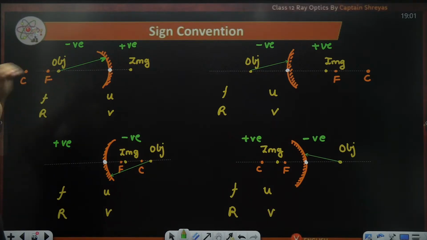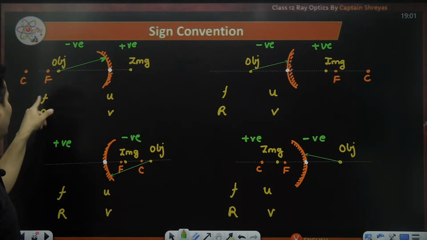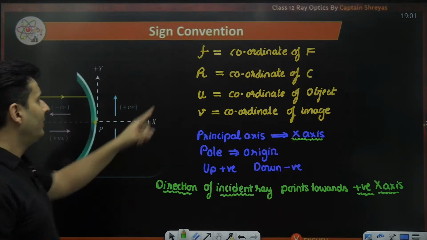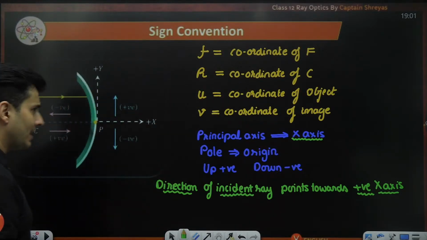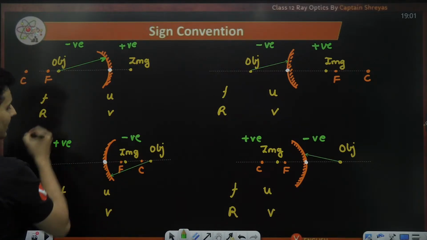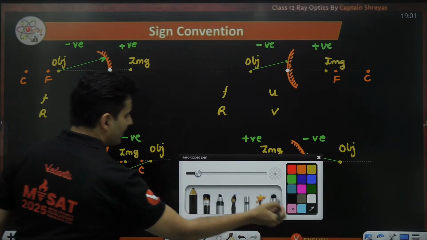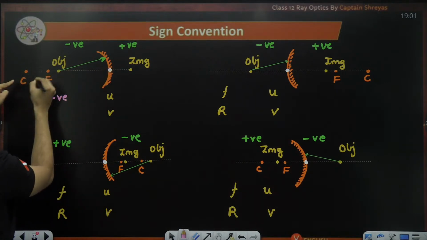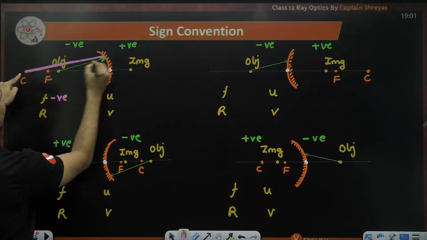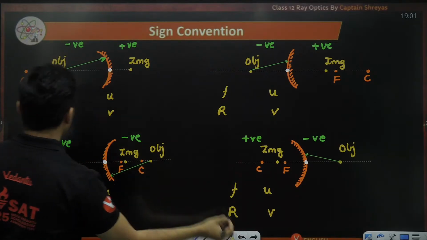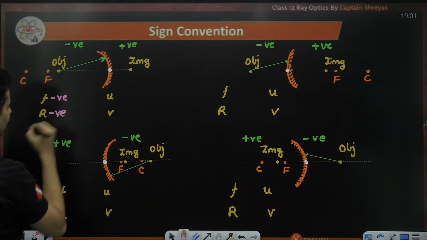Okay. So, coming back over here, what are the signs for F and R? Look at the coordinates of F and C. F is on the negative side, as you can see over here. So the answer will be negative for F. Radius of curvature, look for the center of curvature. The center is over here, so it is on the negative side. So this is also negative.